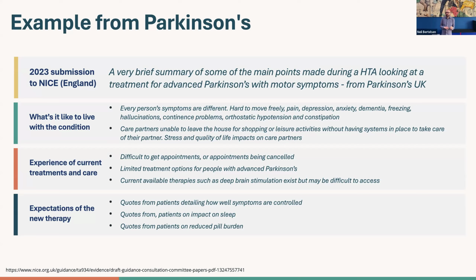So what is it like to live with the condition? They had evidence that showed that people have different symptoms. It's about movement, moving freely, people in pain, depression, anxiety, dementia, freezing. They listed a lot of specific symptoms that people are dealing with. They also focused on care partners and what that means in terms of the caregiver being unable to leave the house because they're so concentrated on looking after their partner, and the stress that that can cause.